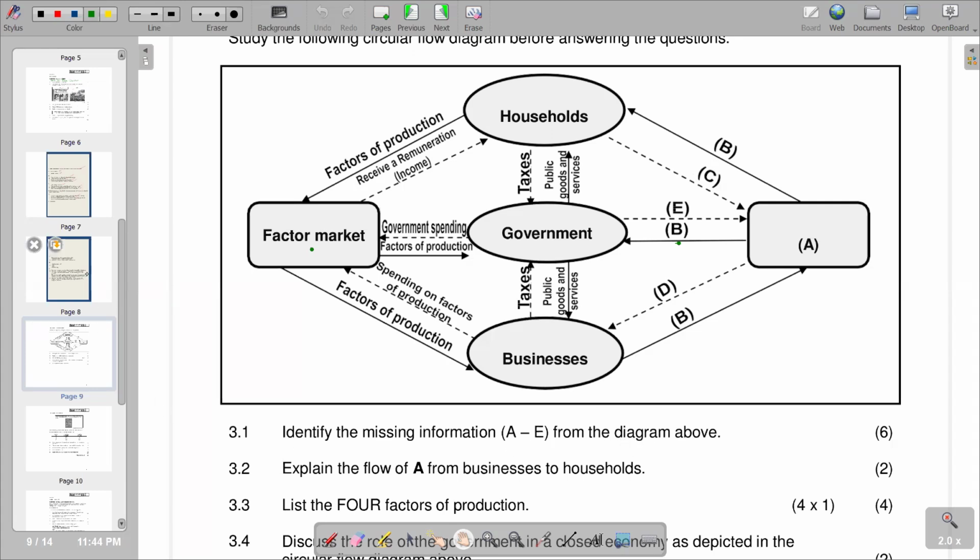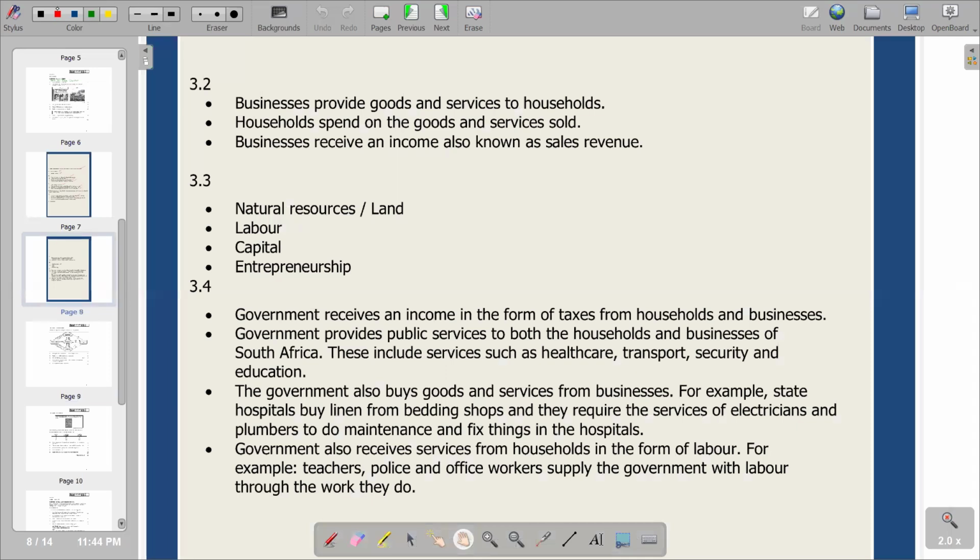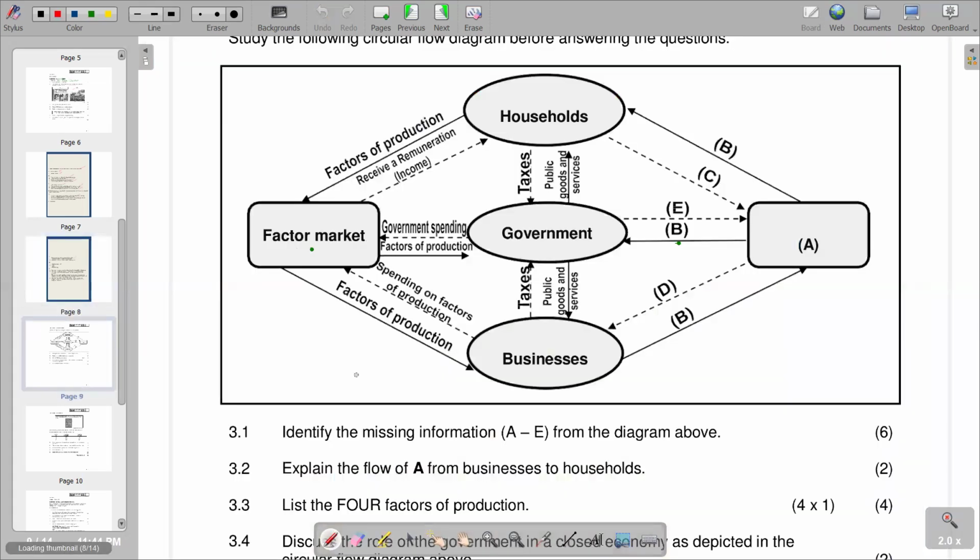We go to the answer section to see. We have that explanation here, where they're saying businesses provide goods and services to households, and then households spend on the goods and services sold. Or you can explain it from the point of view that businesses receive an income known as sales revenue. So that becomes the explanation for 3.2.